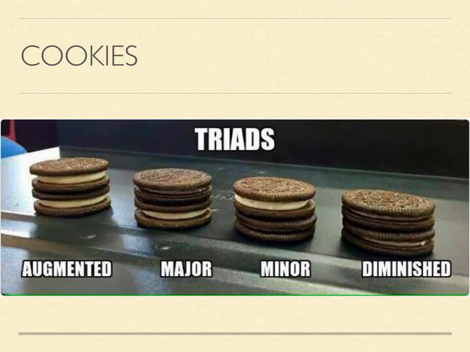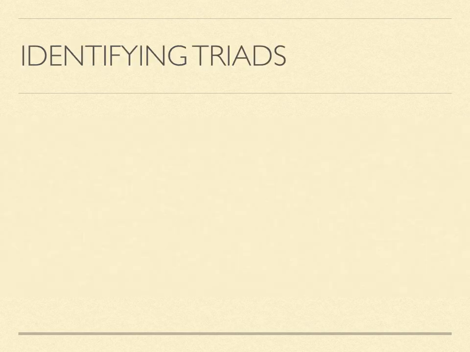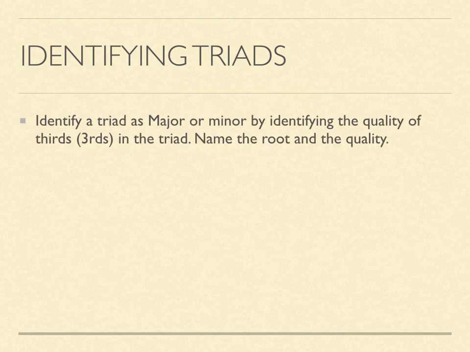Here's a fun graphic that can help you remember how triads are built. So let's talk about how to identify triads. You identify a triad as major or minor by identifying the quality of the thirds in the triad. You name the triad by the root and the quality.